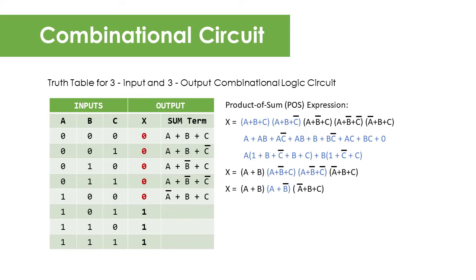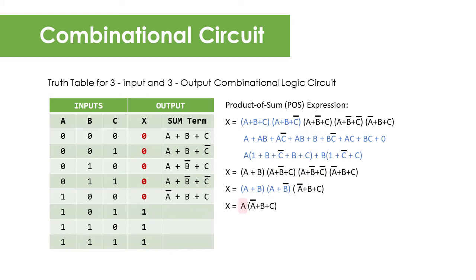We can apply the same concept here as well. Quantity A plus B and quantity A plus B bar. So, by simply looking at it, B is eliminated. Thus, the simplified expression is only A.